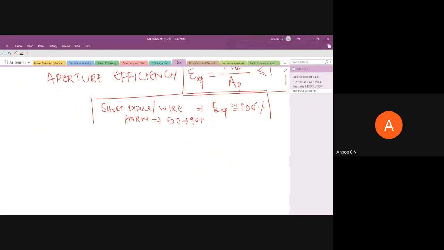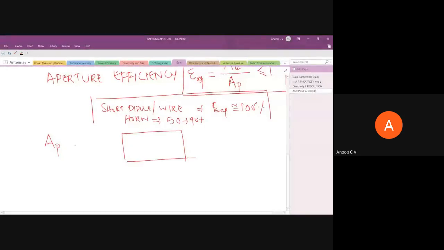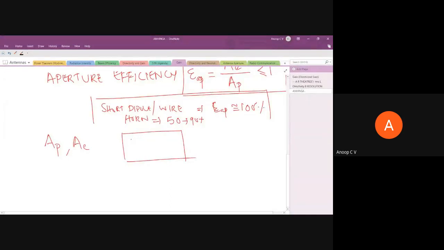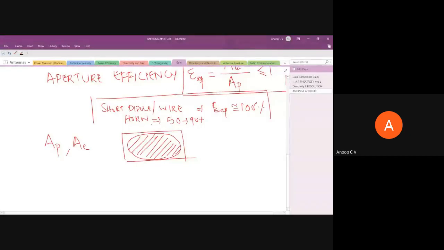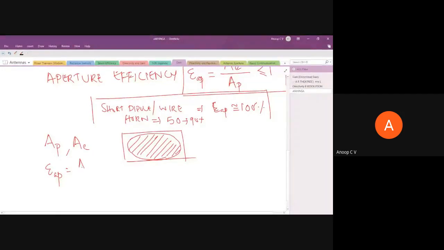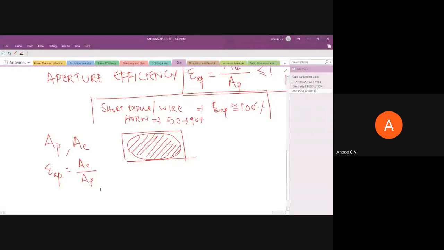So that is about aperture efficiency. I have introduced you to physical aperture, which is the actual area of the antenna. Then I have introduced effective aperture. At the side walls, the tangential component of the electric field intensity will be 0, so only an effective area will be able to capture the power. And aperture efficiency, epsilon AP, is the ratio of effective area to actual area. That is the concept of effective aperture.